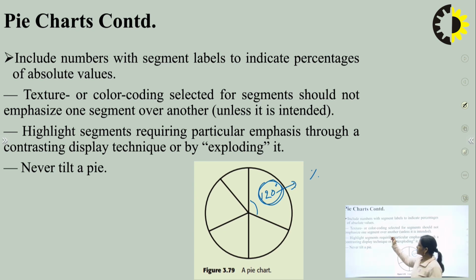Texture or color coding selected for segments should not emphasize one segment over another unless it is intended. Third one is to highlight a segment requiring particular emphasis through a contrasting display technique or by exploding it. Never tilt a pie. Okay, so these are the points we have to consider while drawing our pie chart.